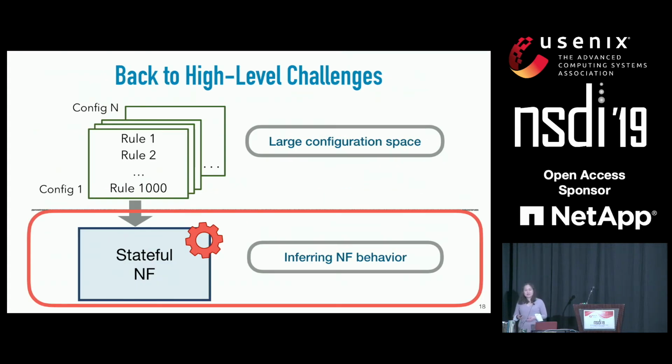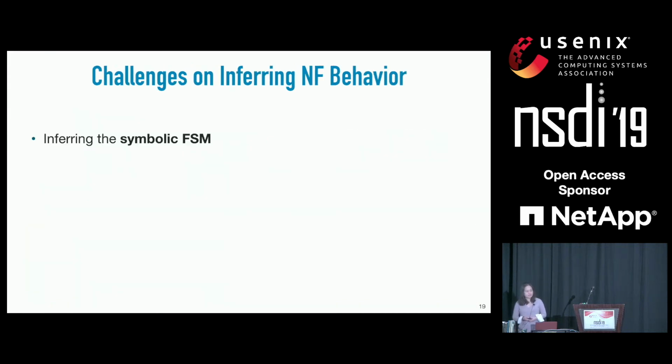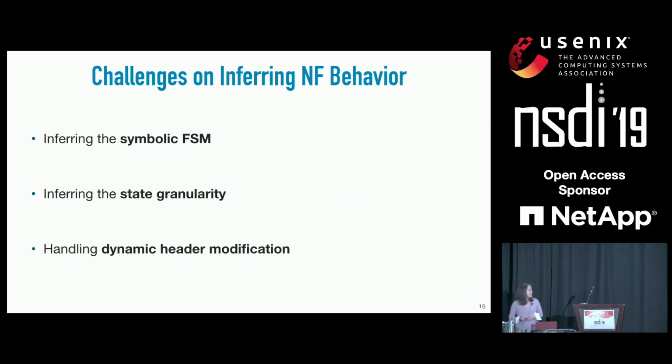Now let's look at how we can infer the NF behavior. There are 3 sub-challenges. First, we need to infer the symbolic FSM. Second, we need to infer the state granularity. Until now, we assumed that the NF keeps per-connection state, but an NF can keep per-source state, per-destination state, or cross-connection state, and depending on the type, how we instantiate an ensemble may be different. Lastly, we also need to handle dynamic header modification, which makes the problem more difficult. In this talk, I'll focus on the first 2. So let's look at how we can infer the symbolic FSM.